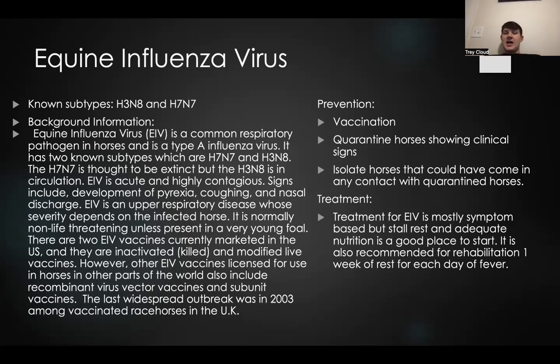And then some prevention tactics, of course, the vaccinations that we talked about. Quarantining horses, it's always going to be a good prevention. And then isolate horses that could have contacted any other quarantine horses. So if you see a horse that's showing clinical signs or has it, you want to isolate other horses that could have come in contact with them or come in contact with things that the quarantine horses might have also come in contact with.